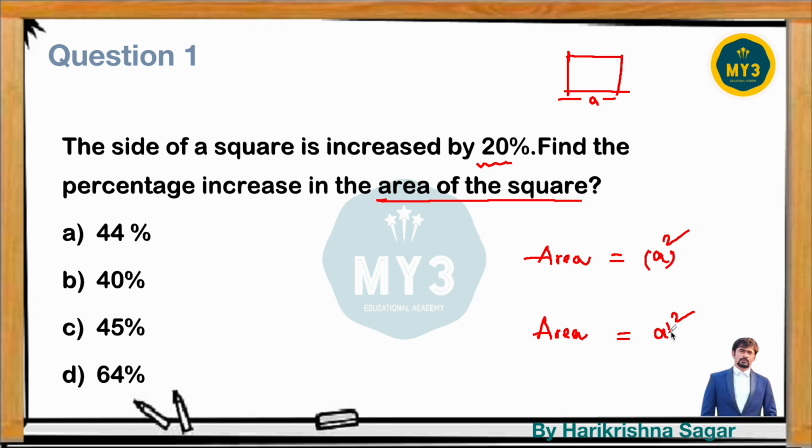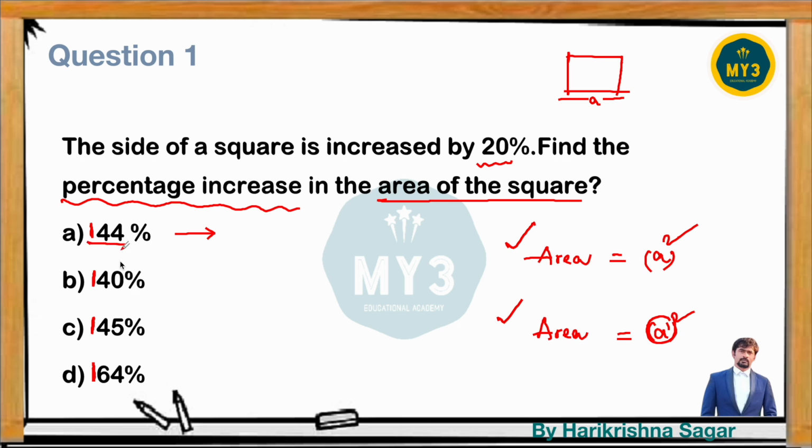But whether it is the initial area or final area, the value must be a square number. They are asking only the percentage increase in the area. So if it is a 44% increase, then the final area is 144. If it is a 40% increase, the final value will be 140. If it is 45%, the final value will be 145. If it is 64%, the final value will be 164.